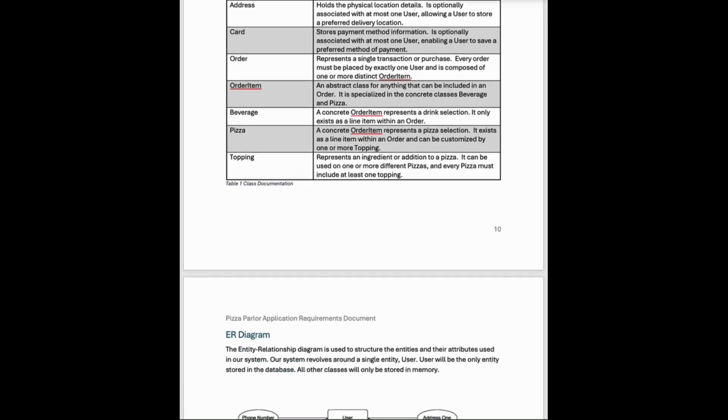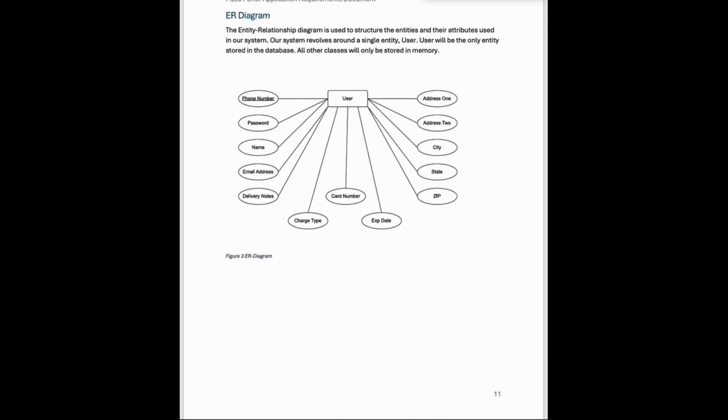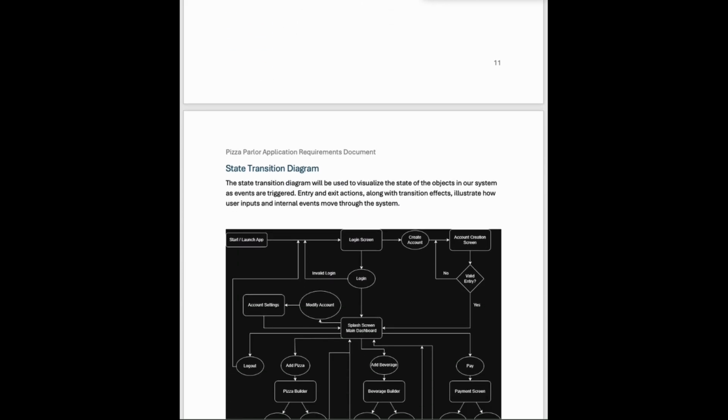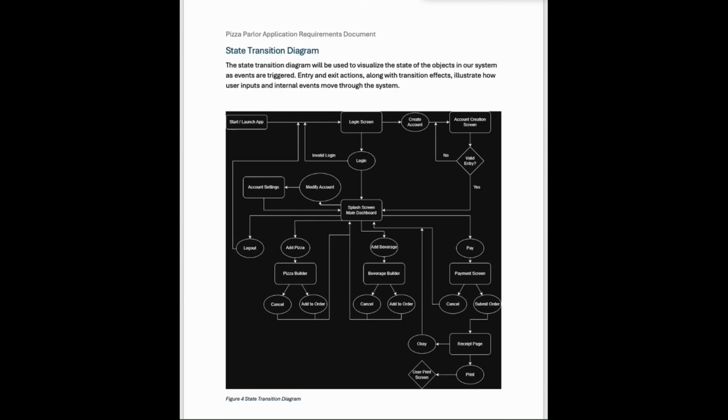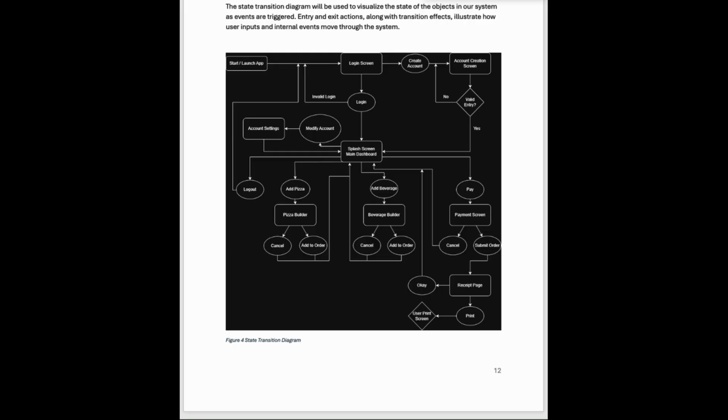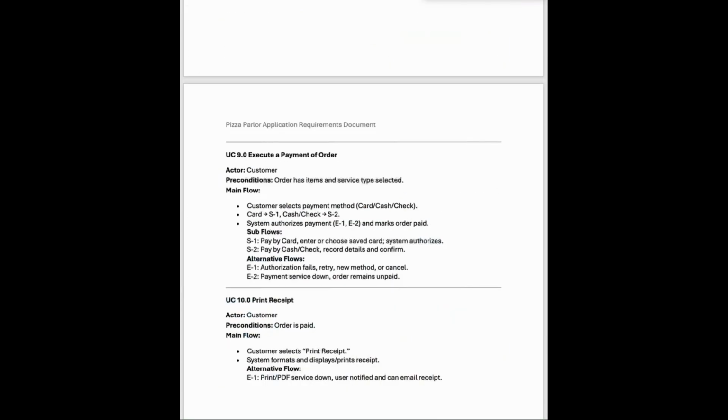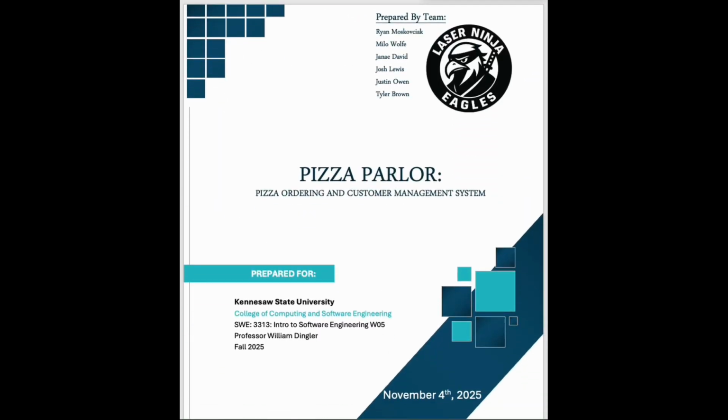So overall, laying out the requirements in this document helped us start the project with a clear roadmap. It established the scope, the goals, the constraints, and set us up for a much more focused and organized design phase. With that foundation in place, I'll now pass it over to Josh, who will take us into the system design document and cover the next stage of our project.